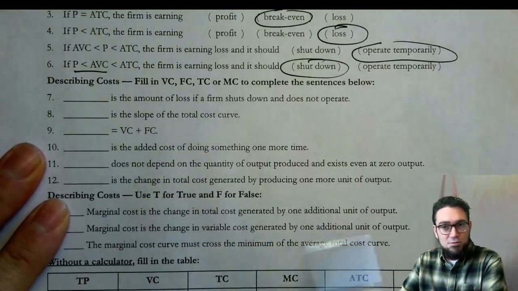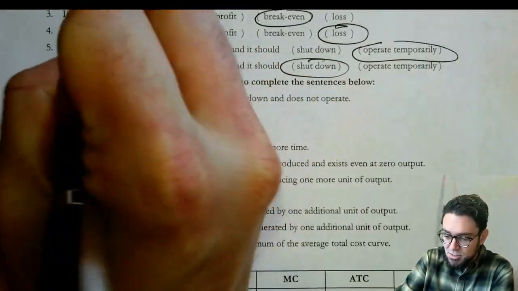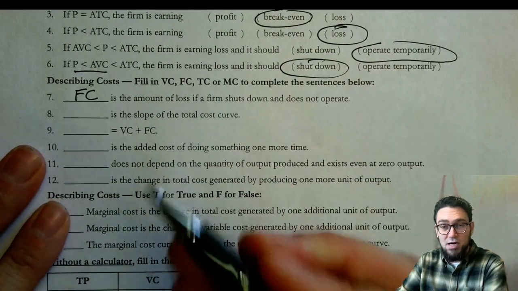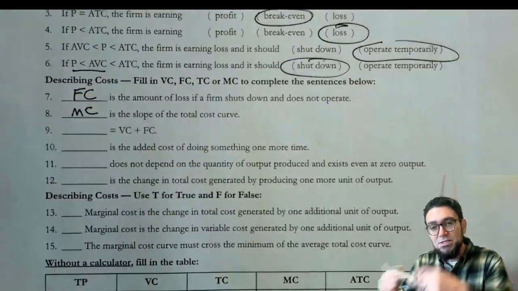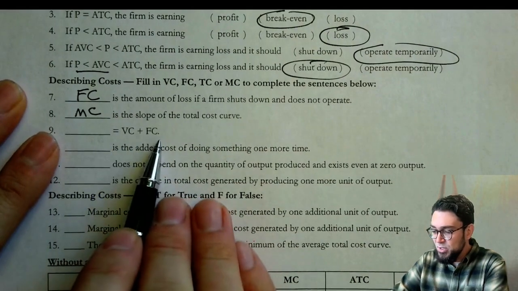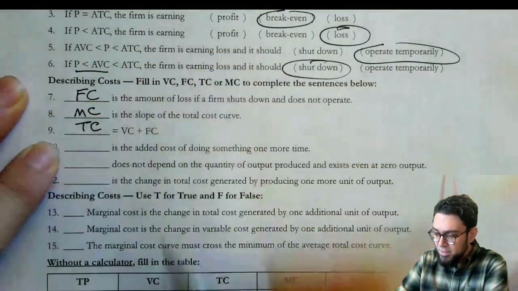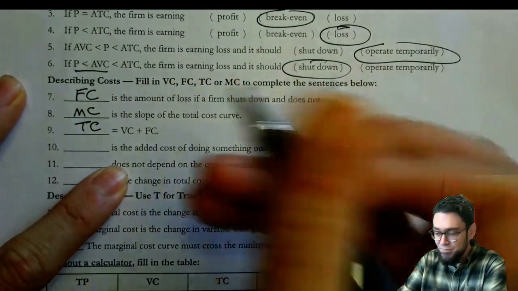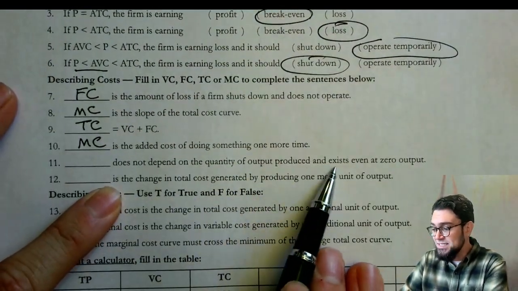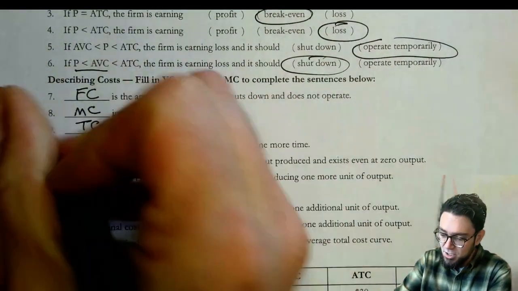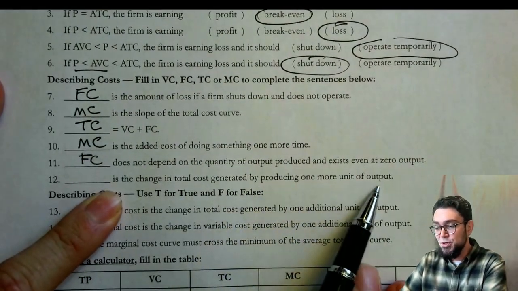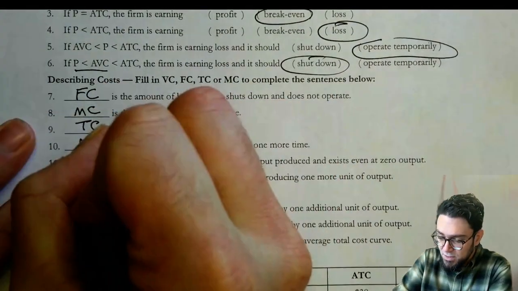Now let's take a look at fill in VC, FC, TC, MC. The amount of loss if a firm shuts down, that's just its fixed cost. The slope of the total cost curve, that's actually the marginal cost, because marginal cost is the change in the total cost associated with more units of output. Variable plus fixed cost, that's just total. The added cost of doing something one more time, that's also the marginal cost. Does not depend on the quantity of output produced and exists even at zero output, that's our fixed cost. And then last is the change in total cost generated by producing one more unit of output. That's more of a technical definition for marginal cost.